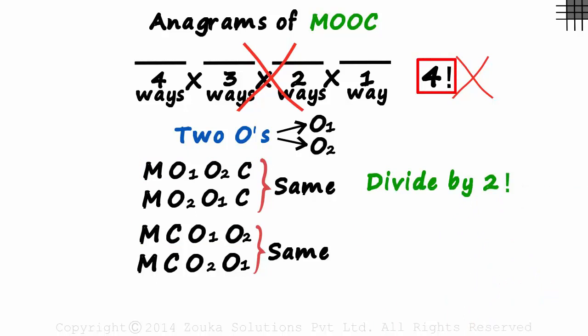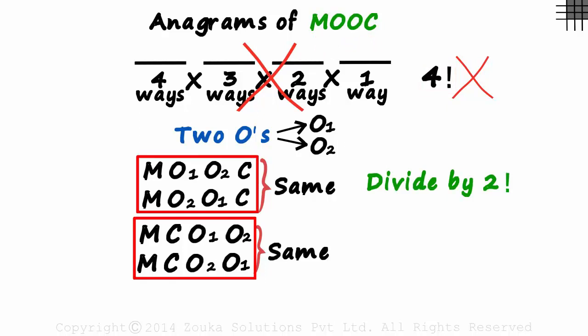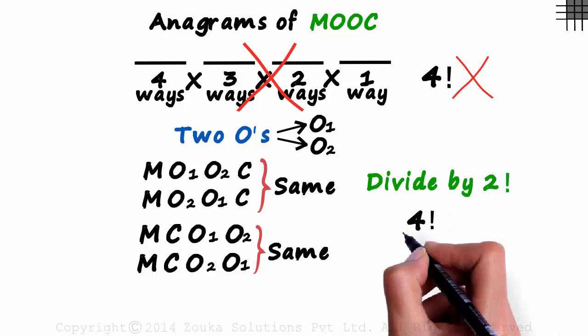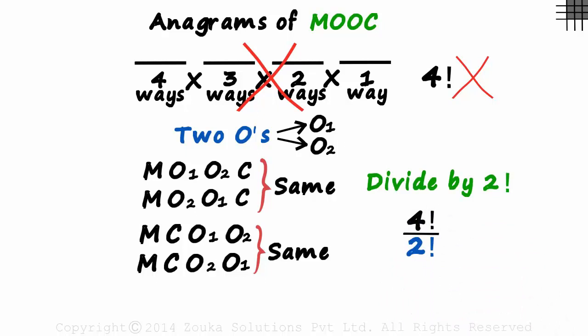4 factorial includes all possibilities assuming each letter is distinct. But here, the 2 O's are not distinct. So we divide 4 factorial by 2 factorial. Many books will simply ask you to divide 4 factorial by 2 factorial as these are 4 letters and out of these 4, 2 are the same. But you must understand why we are doing it. In the all possibilities case, each anagram is counted 2 factorial times. So we divided by 2 factorial to eliminate the repeated anagrams.